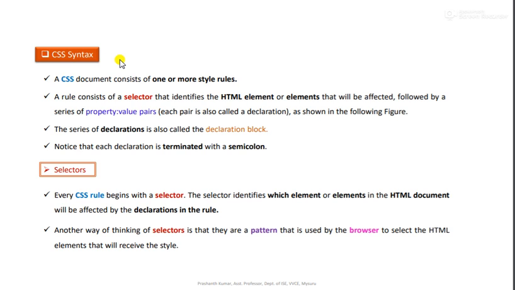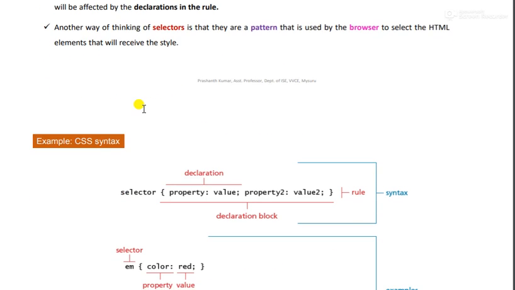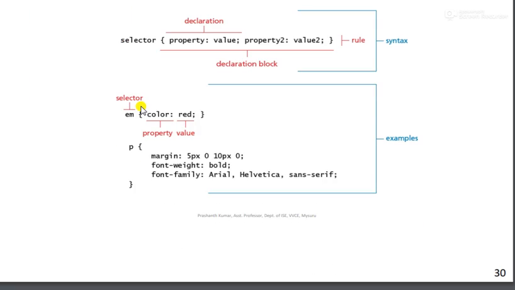Okay, in that same way we are writing the CSS syntax. This CSS contains mainly three things: selector, property, value pair. That you have to remember in your mind. Selector, property, value. See, this one is your CSS syntax.